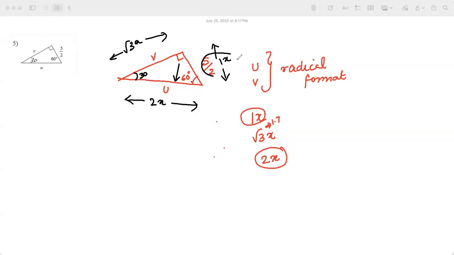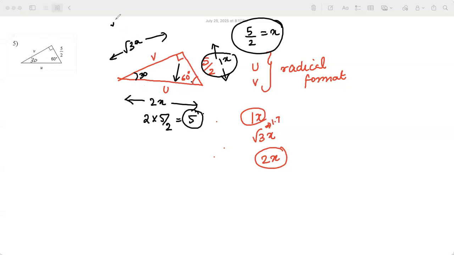What is given is 5 by 2 equal to x. Now it is just a matter of plugging in. 2 times 5 by 2 is what? 5. This side is 5. Just plug in the x. Root 3 times 5 by 2 is what? 5 root 3 by 2. That is equal to v.